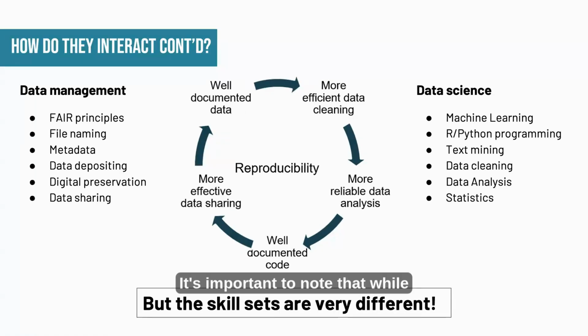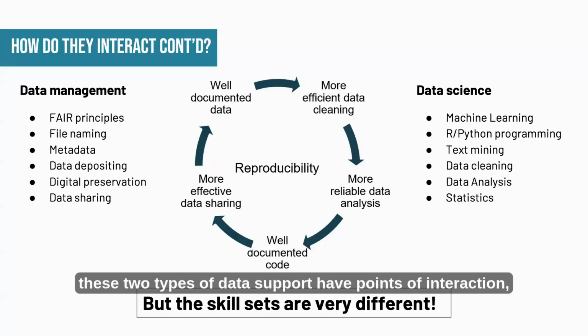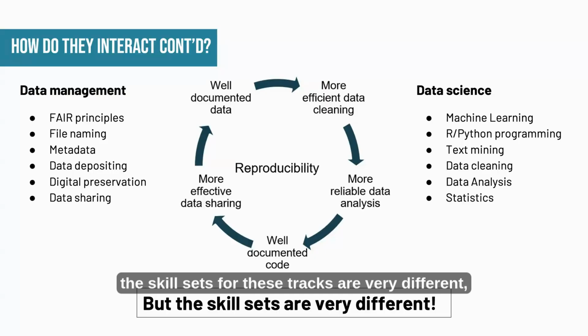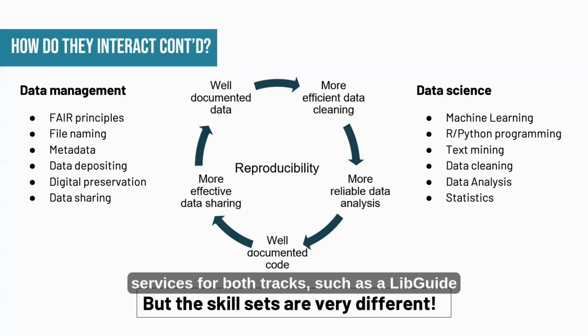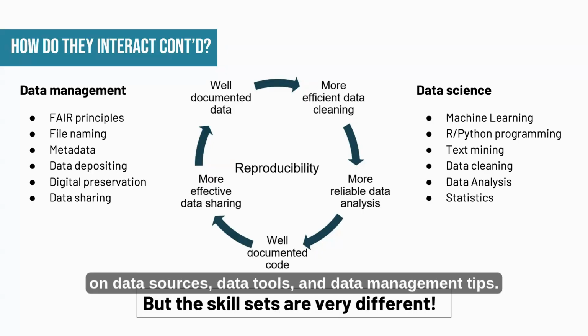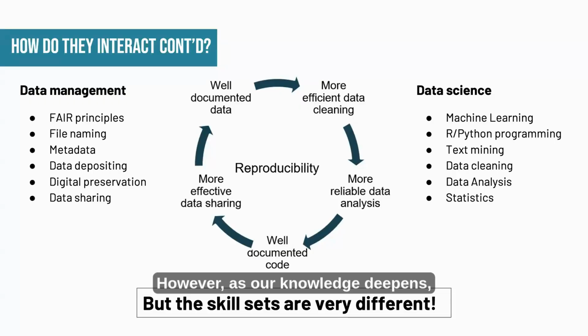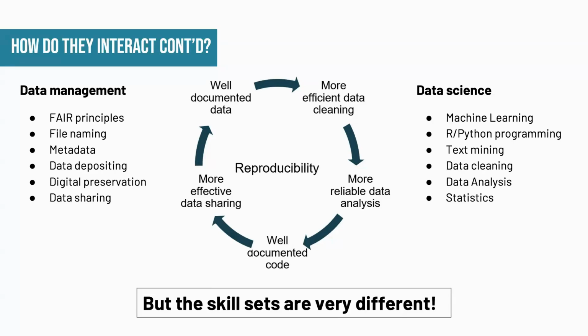Now, it's important to note that while these two types of data support have points of interaction, the skill sets for these tracks are very different, and many data librarians will stick to one of these tracks. Those providing introductory data services, particularly as a new service for the library, may offer informational level services for both tracks, such as a LibGuide on data sources, data tools, and data management tips. However, as our knowledge deepens, the services start aligning with the tracks.